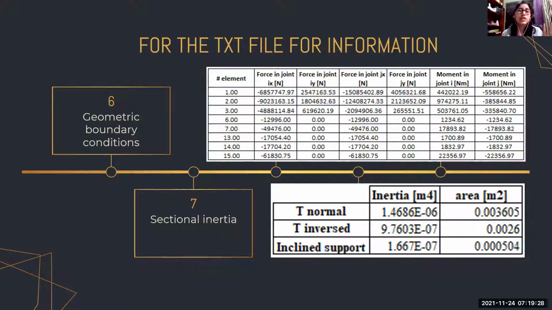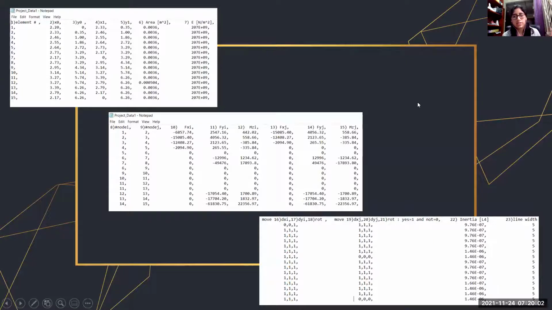Also, we needed the geometric boundary conditions for each joint and the sectional inertias. You can see we had 3 sections, well, 2 of them were located in a different way, but were the same, and the third one was of different dimensions. And above, you can see the external forces for each joint. There were distributed forces, so we made them punctual, following chapter 3. And this is a general visualization of the TXT file.